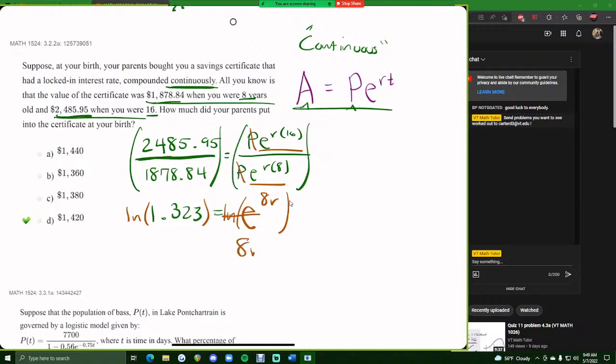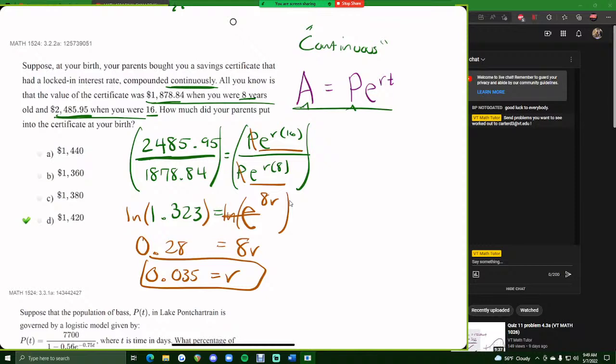We are left with just 8R on this side, equals the ln of that value, which gives us 0.28. Now we divide by 8 to get R by itself, and we find that R is equal to 0.035.